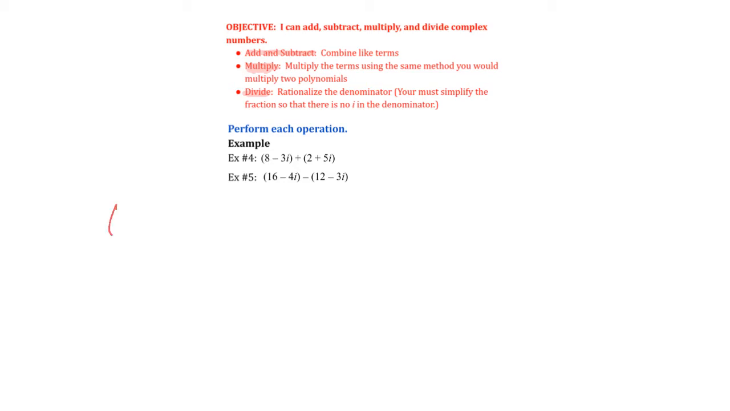So you have 8 minus 3i, and that's just written in parentheses to emphasize that it's the a plus bi, which is our complex number. This a, again, is my real component, and this b is my imaginary component. So 8 minus 3i, and I'm going to add to that 2 plus 5i.